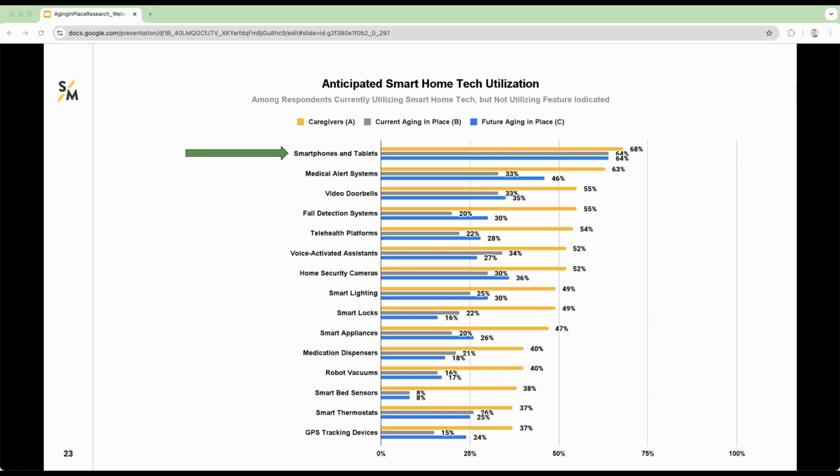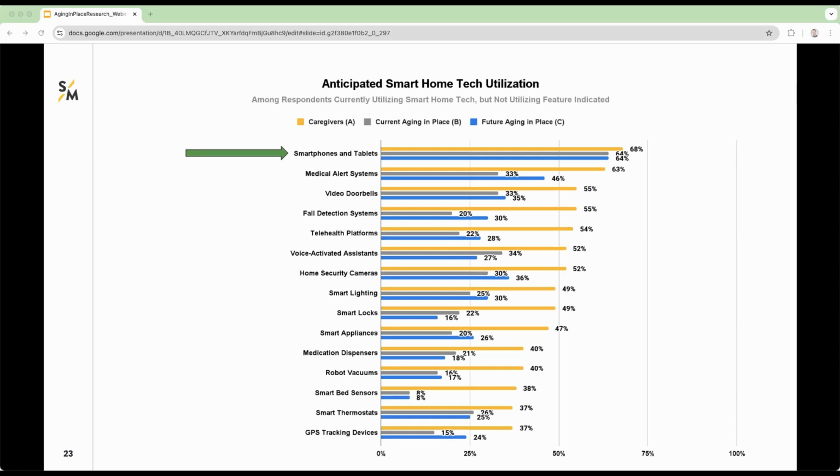Where audiences diverged somewhat was on the importance of personal safety devices. This includes medical alert systems, fall detection systems, and smart bed sensors. There was divergence in those categories. Yeah, that's really interesting to see some of that divergence in who's adopting what at any given point.